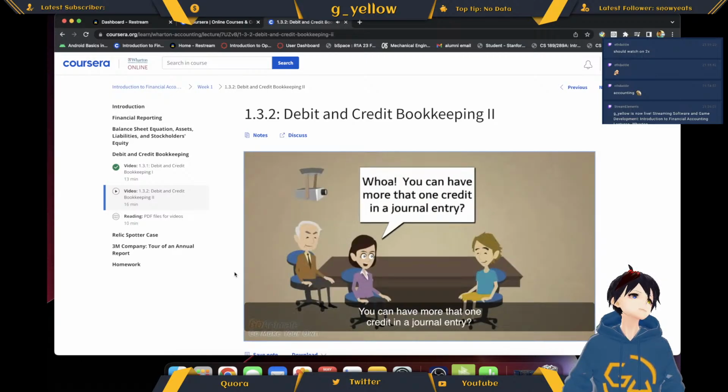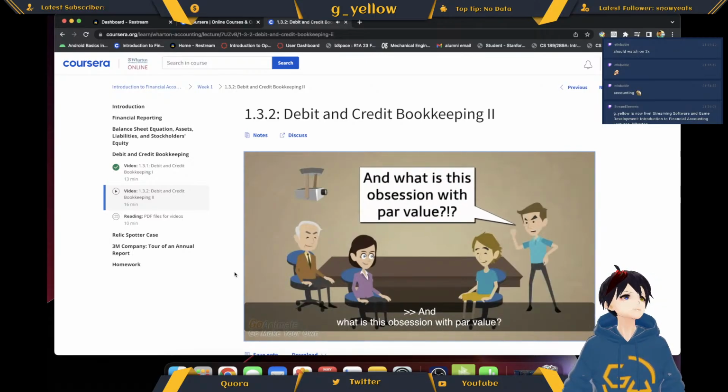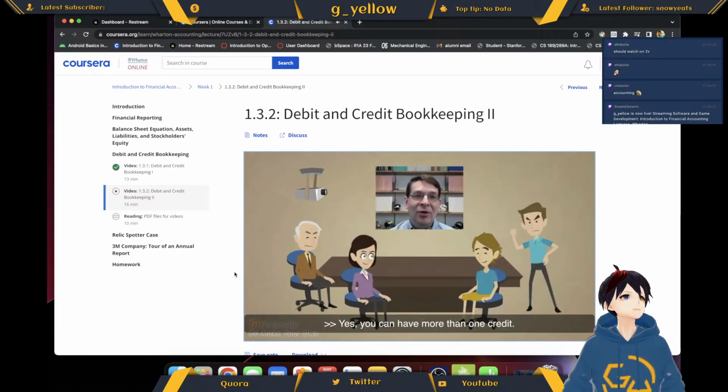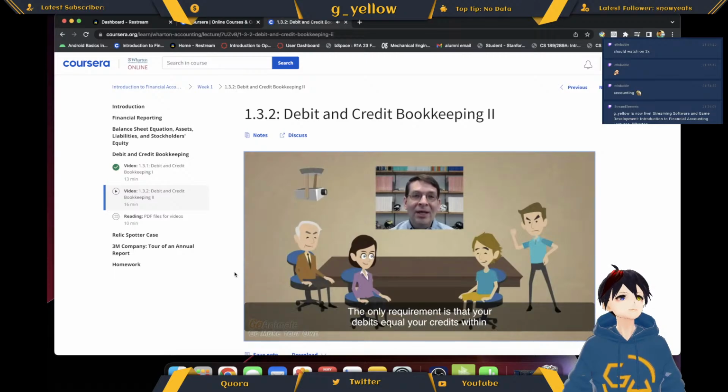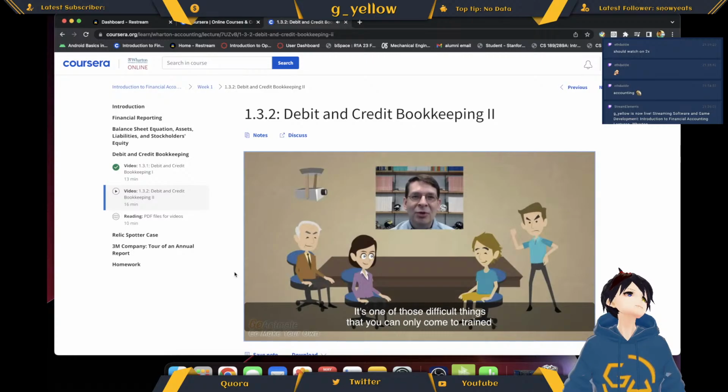Whoa. You can have more than one credit in a journal entry. Could you also have more than one debit? And what is this obsession with par value? Yes, you can have more than one credit. You can have more than one debit. The only requirement is that your debits equal your credits within the journal entry. And yes, accounting professors are obsessed with par value. It's one of those difficult things that you can only come to a trained professional like me to understand, so you're going to see it a lot.